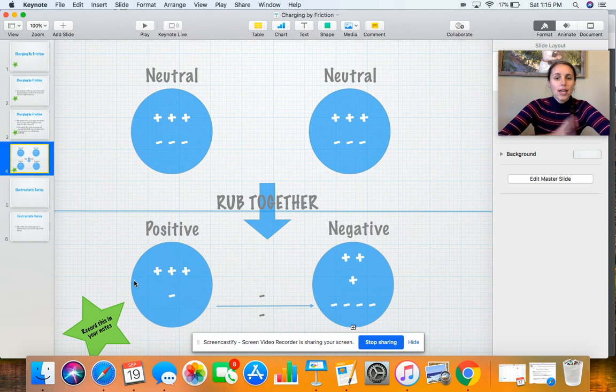So I want you to try a couple of the practice questions that are in that section and see if you can figure out which objects are positive and which objects are negative.